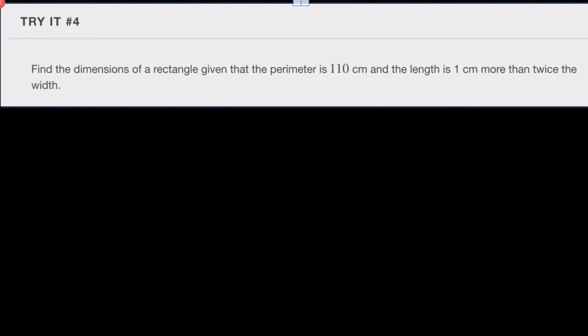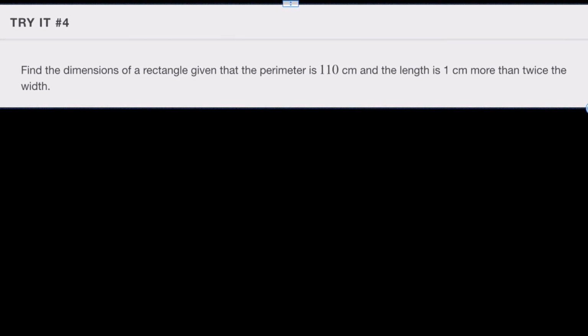So again, it's the exact same problem. Here the dimensions of the rectangle is what they are asking. So basically length and width, and they have given the perimeter. So remember the formula for perimeter, 2 times L plus W.